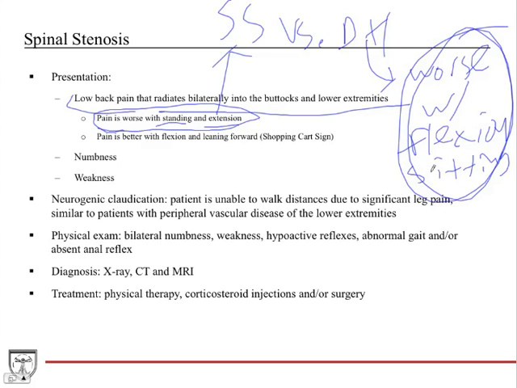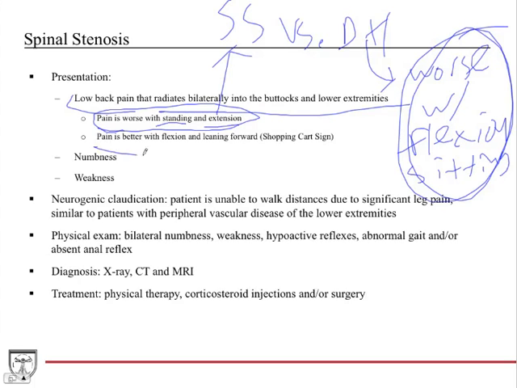When you flex, that causes the disc to push out more. It causes it to push out more posteriorly because of the way you're moving your spine, the way you're flexing it. The vertebral bodies are moving on each other. That causes the disc to protrude out posteriorly more. Okay, so that's the difference. That's why they have these specific presentations. These are very important to know, okay, for distinguishing spinal stenosis versus a disc herniation.